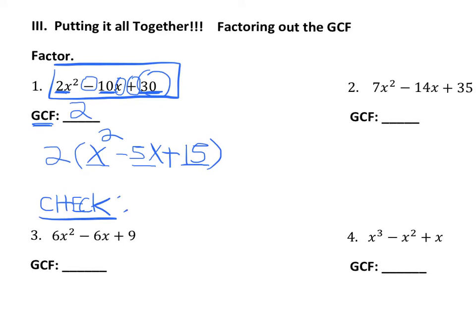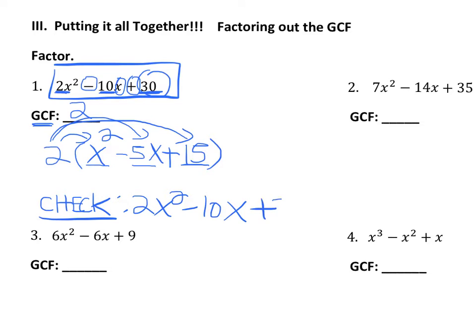Okay, so if I check this, if I do 2 times x squared, it gives me 2x squared. If I do 2 times negative 5x, that gives me negative 10x. And then if I do 2 times 15, that gives me 30. And it should match up with what we started with. Okay, so it's kind of the opposite of distributing. Get your GCF out first, and then we're going to get the new terms in the parentheses.